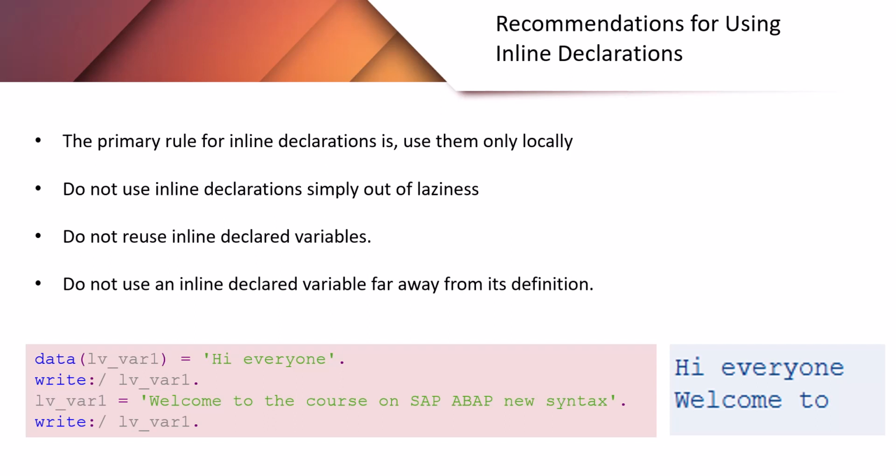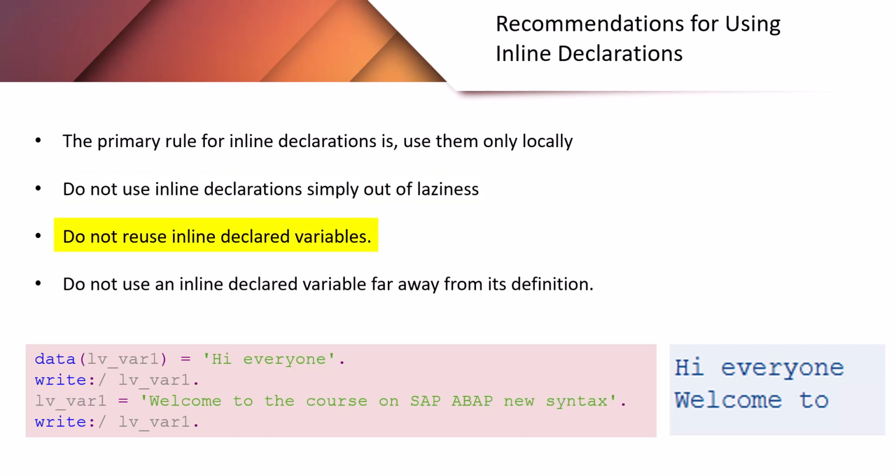Here are some recommendations for using inline declarations. The primary rule for inline declaration is use them only locally. Use them as if they were local declarations in the current statement block. Do not use inline declaration simply out of laziness. Though it's tempting, you should not use inline declaration without thought. In the interest of readability and stability, you should sometimes take the effort and look up the type for the variable.